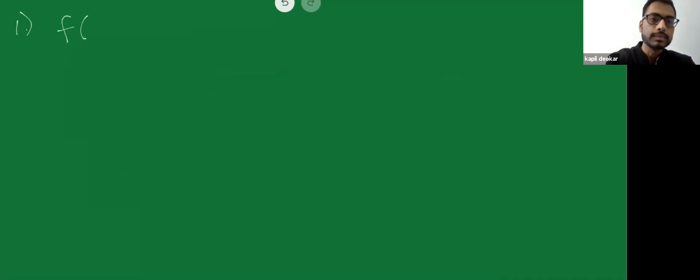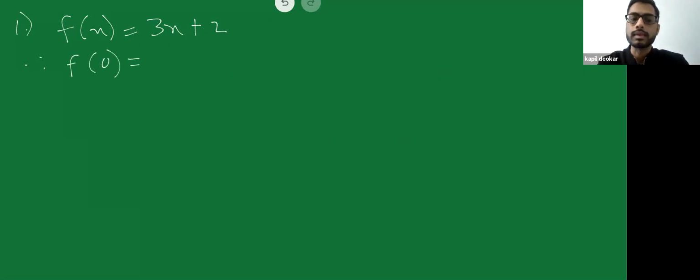Now, say suppose there is a function f of x is equal to 3x plus 2. And you have to find value of f of 0. So what should be done in this case? Instead of x, you just have to substitute 0. You had x over here, but instead of x, you want 0. So this will be 3 into, instead of x, you are writing 0, plus 2, which is equal to how much? 2.